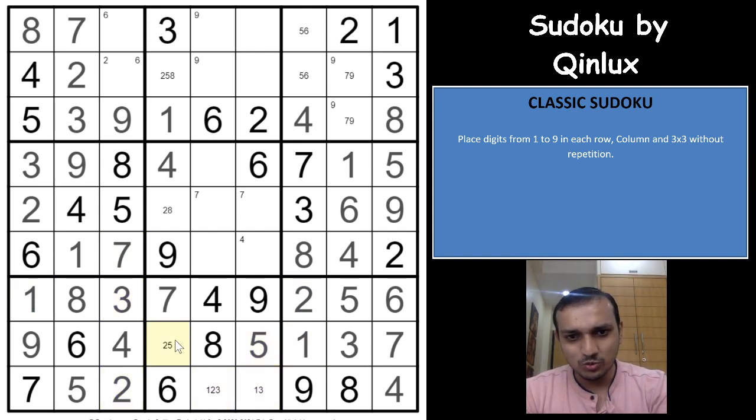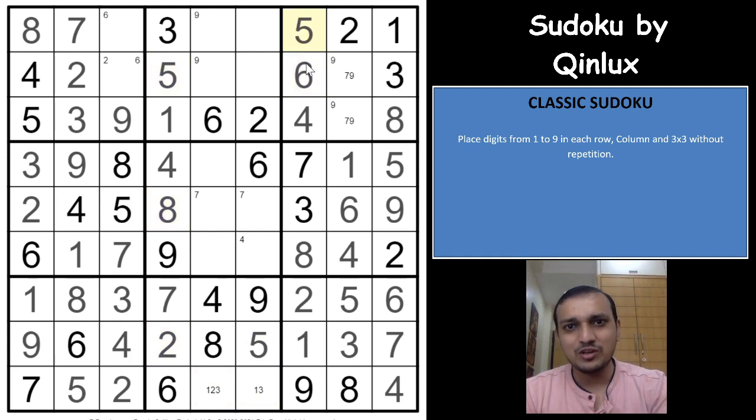So 5 and 2. That gives you 8 and 5. That gives you 6 and 5. What an excellent piece of logic. This Sudoku couldn't have been better, guys. How the way it has been done is excellent.